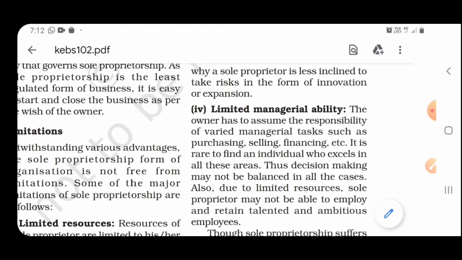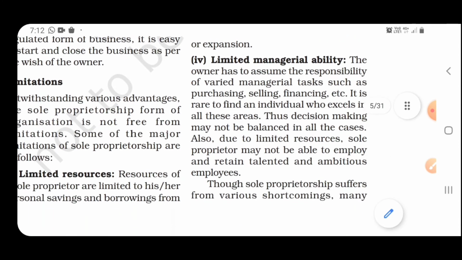Due to limited resources, a sole proprietorship may not be able to employ and retain talented and ambitious employees, because he may not be that experienced in doing these business activities. So he is not keeping anyone else. Since he is doing this alone, the managerial talent is not grown. So it is limited.